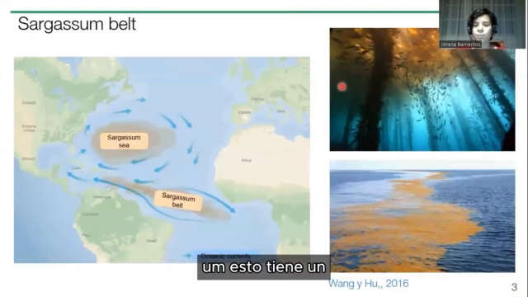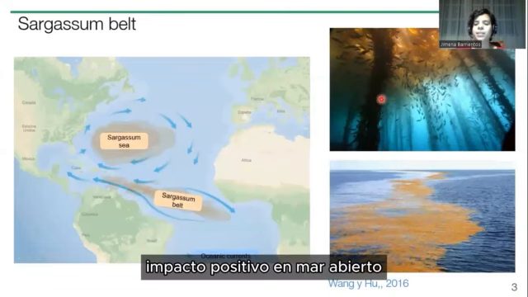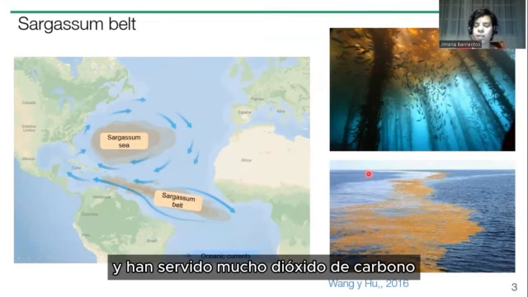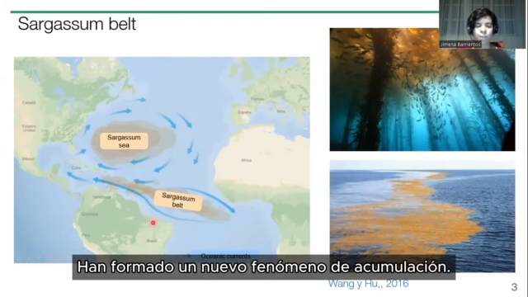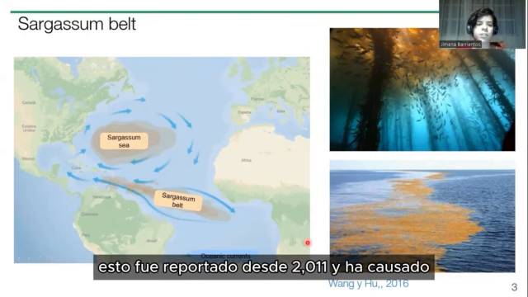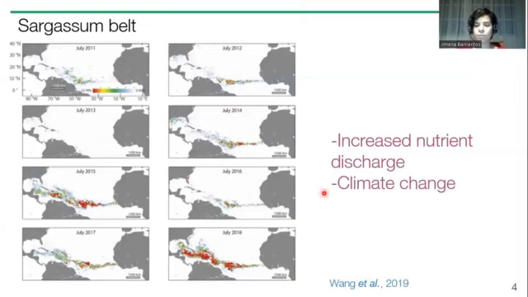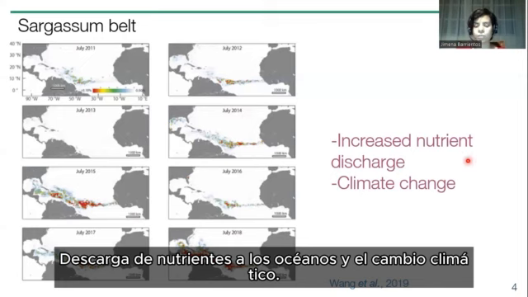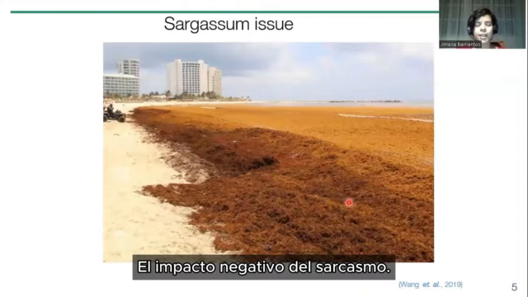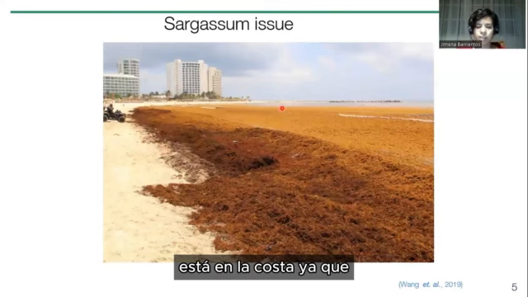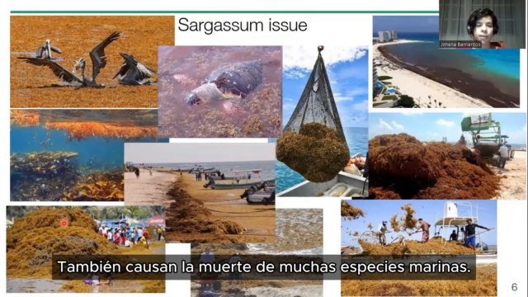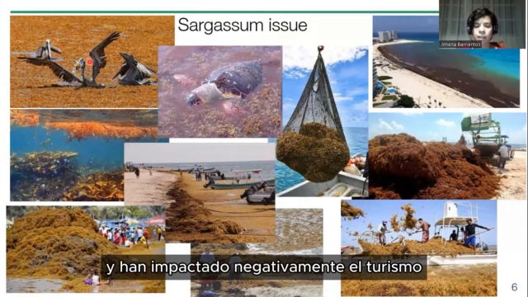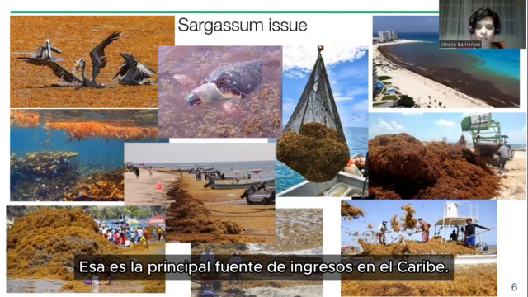Sargassum natans and Sargassum fluitans are two species of brown macroalgae that are found floating on the surface of the sea. They have a positive impact in the open sea since they are a refuge for a lot of species and they absorb a lot of carbon dioxide. In recent years, they have formed a new accumulation phenomenon called the Sargassum Belt. This was reported since 2011 and it is caused by the increase of nutrient discharge to the oceans and by climate change. The negative impact of sargassum is on the coasts, since they decompose there and liberate a lot of toxic gases. Also, they cause the death of a lot of marine species and they have negatively impacted tourism, which is the primary source of income in the Caribbean.